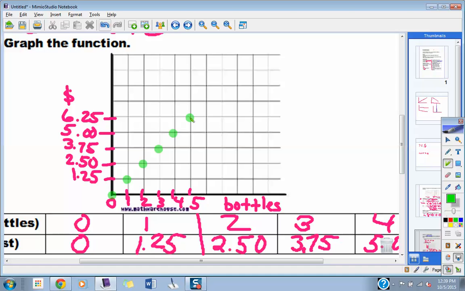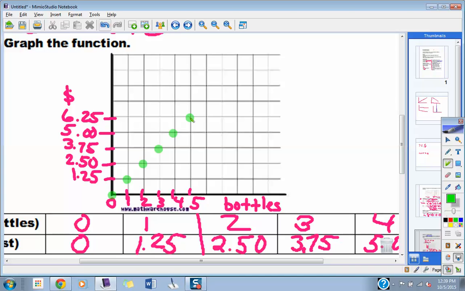The points I've plotted, linear or nonlinear. Okay. Am I going to connect these points or am I going to leave them as points? Why do I want to leave them as points, Gavin, in this situation? Why not connect them? Because it's discrete, all right? It means you don't count what's in the middle. You only count by the whole number, all right?